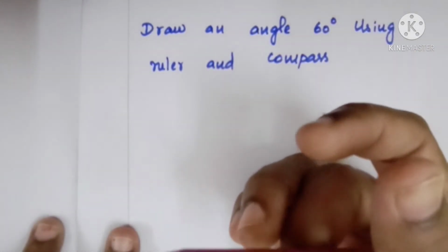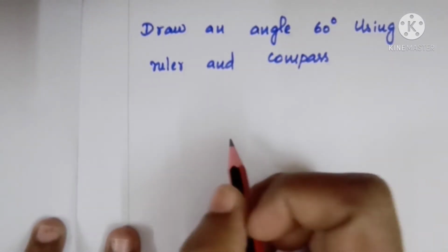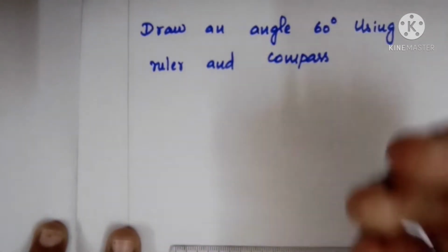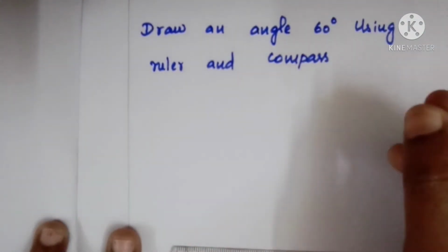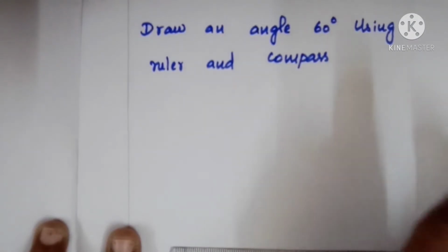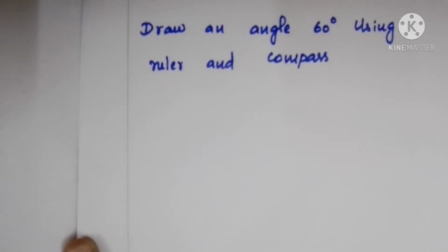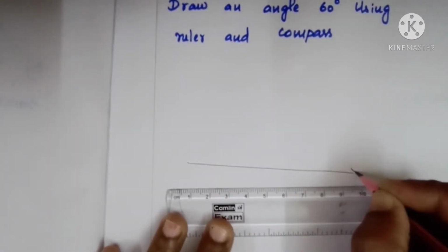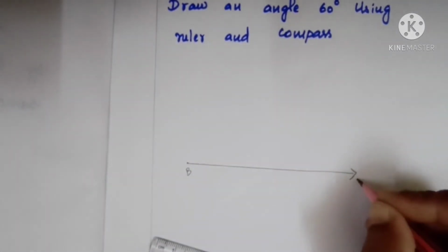Next, draw an angle 60 degree using ruler and compass. Normally, we use the instrument protractor to draw the angles. But here, we have to use the ruler and compass only to draw an angle 60 degree. Let us learn how to draw it. First of all, draw a ray and name it as B and C.